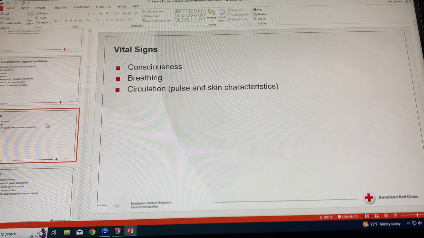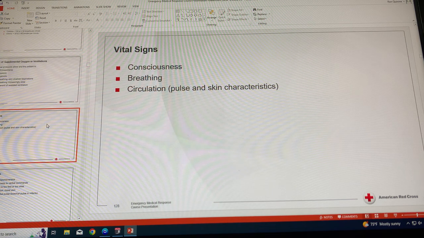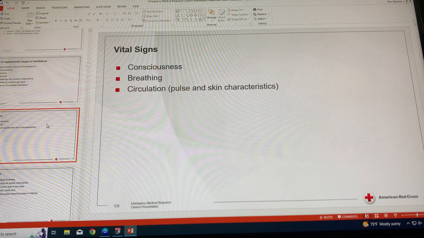Okay, so slide 128, we're dealing with vital signs. Consciousness, breathing, and circulation, including pulse and skin characteristics, are called vital signs. They are sometimes referred to as signs of life. Check the vital signs often as you monitor a patient while you wait for more advanced medical personnel to take over.